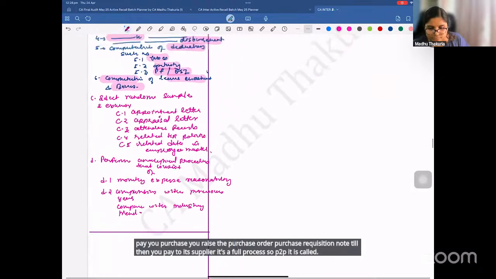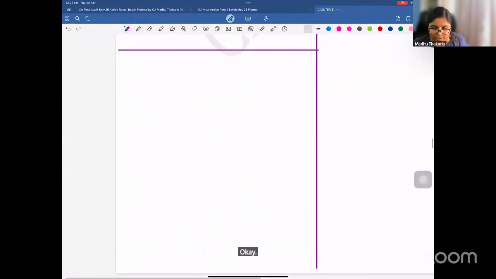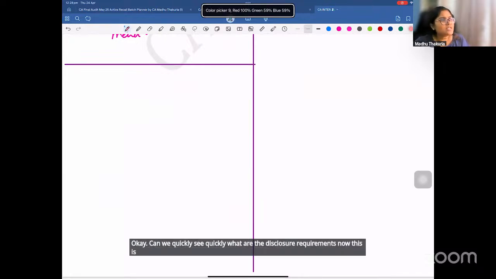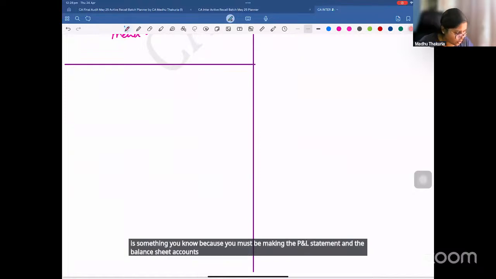Okay. Can we quickly see what the disclosure requirements are? This is something you know, because you must be making the P&L statement and the balance sheet accounts and their notes to accounts, right? So thoda to idea hoga ki what level of detail you give for the employee benefit or the salary cost?